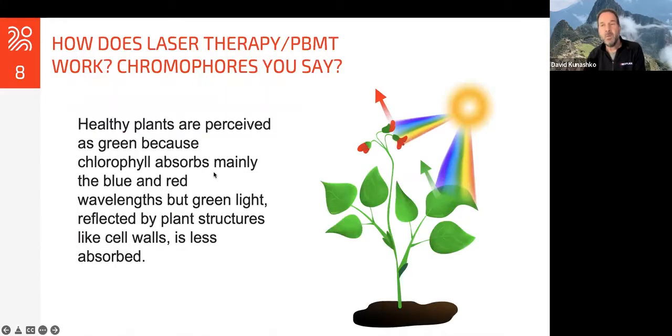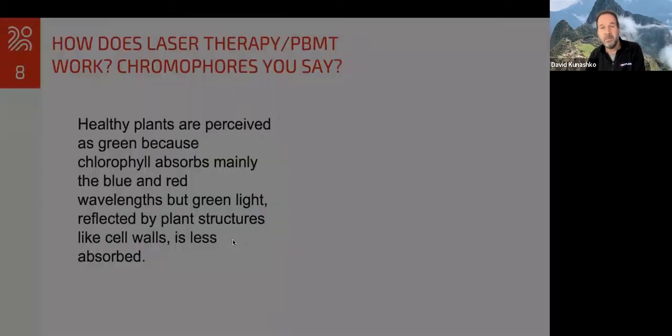So let's talk about chromophores. A chromophore is essentially a molecule that absorbs light. We're probably familiar with plants and chlorophyll. Chlorophyll absorbs most wavelengths other than green, which is why leaves appear green. That's an example of a chromophore in a plant.